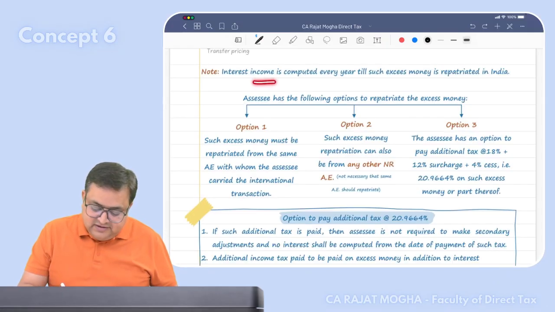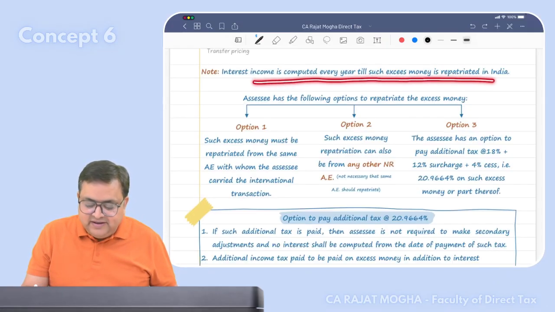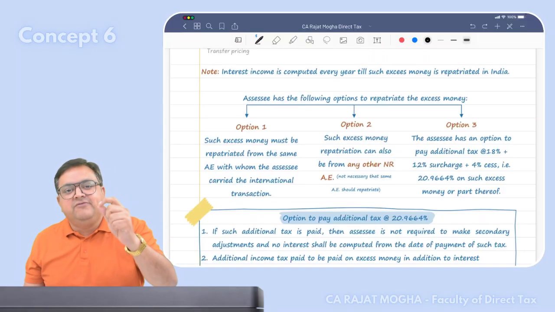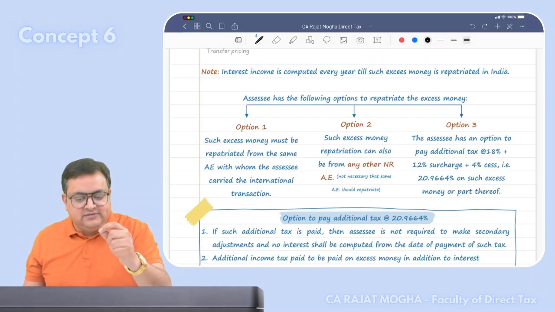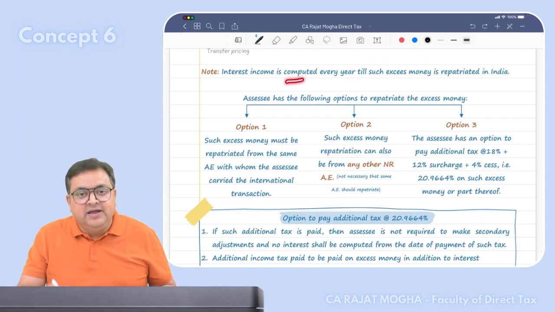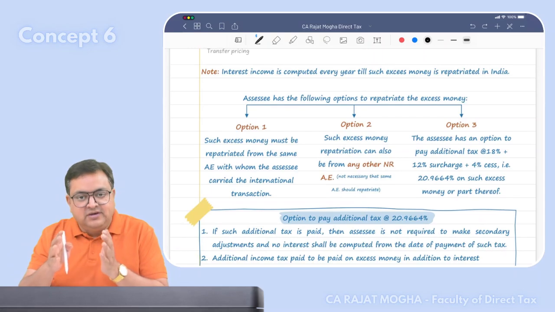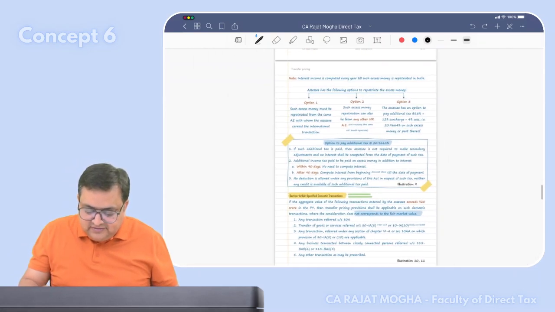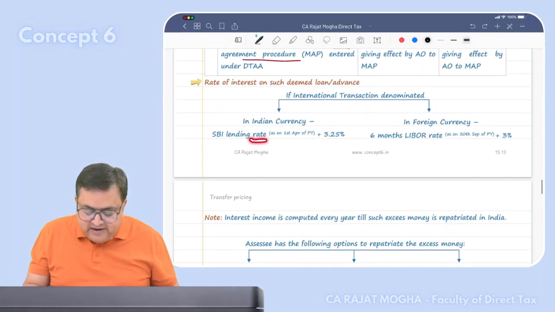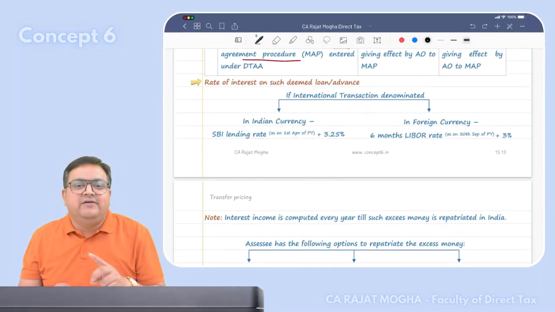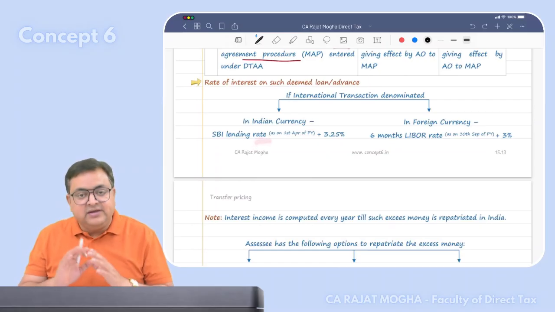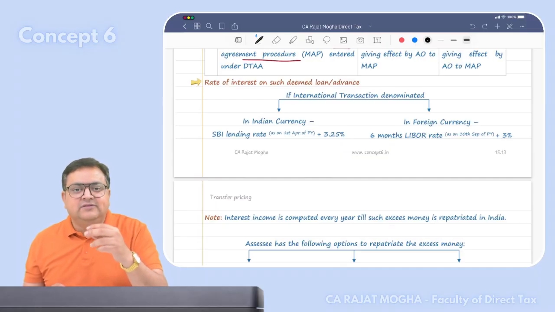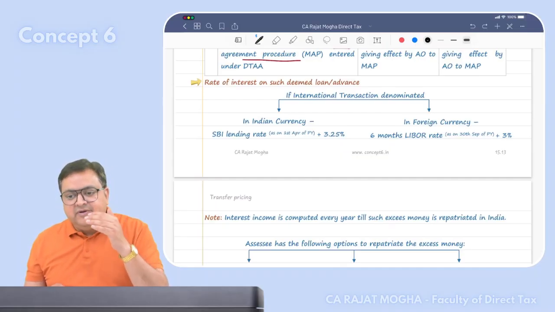Now, it is written, interest income is computed every year till such excess money is repatriated. So if you will not bring this money after, let's say, 1 year, 2 years, 3 years, every year we will calculate your interest, and which interest rate we will take for every year, whatever year it falls. Let's say, for example, it is in Indian currency. So we will take the SBI lending rate of that particular year. So this is called relevant year, right? So relevant year is not that year where international transaction is happening. No, it is the year when you are supposed to bring this money.